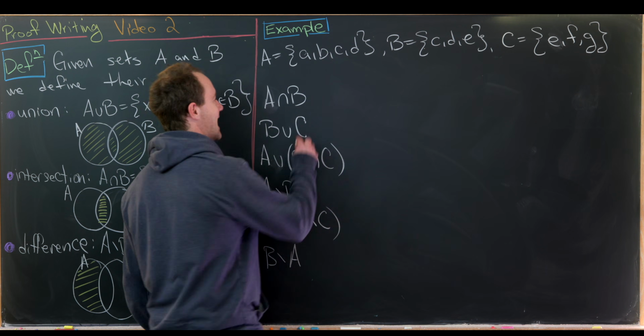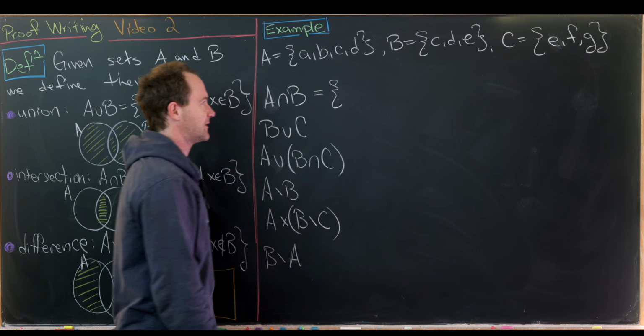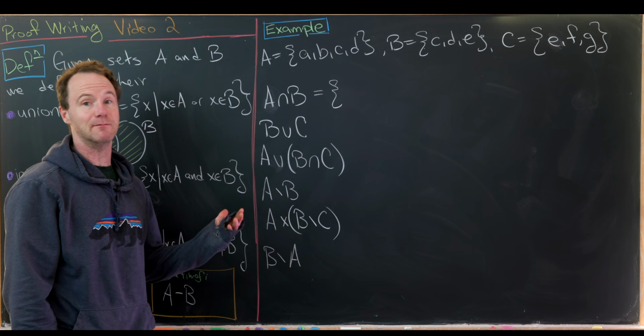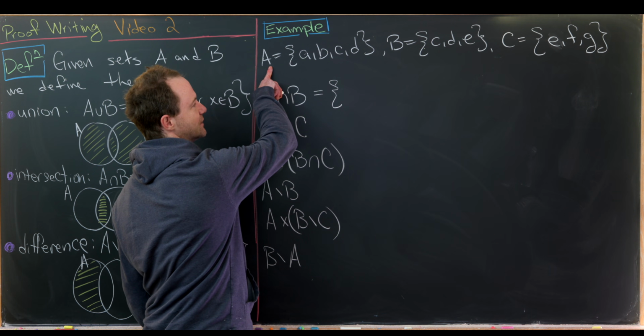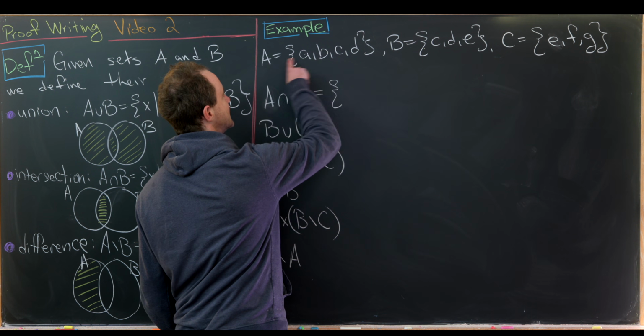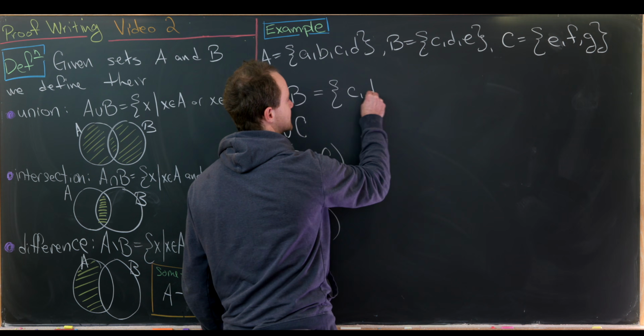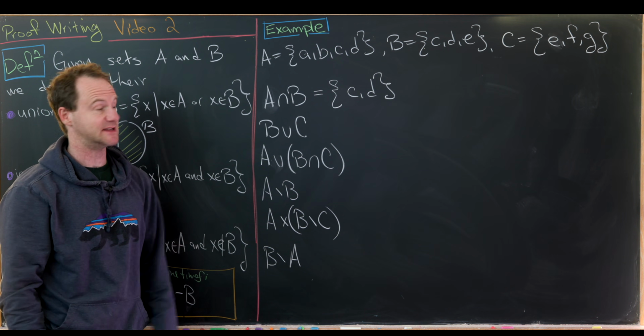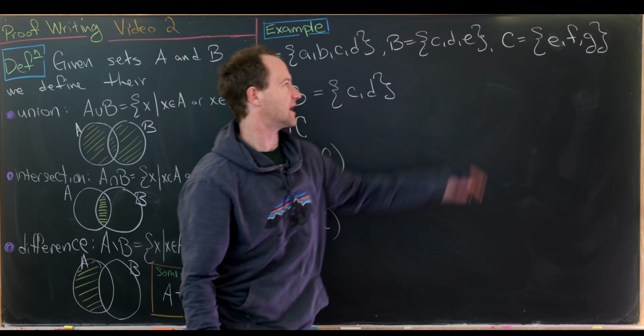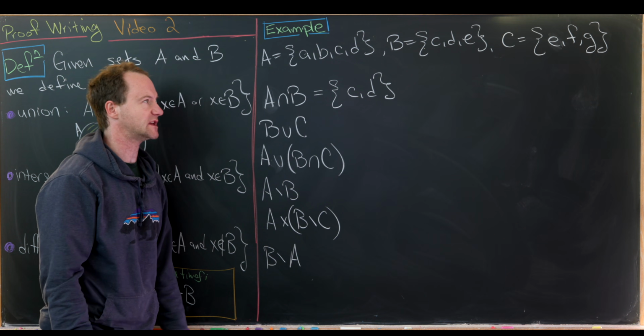So let's calculate A intersect B. For that, we're going to look for everything that is in both sets. So a and b are only in capital A, so we don't use those. c and d are in both though. So A intersect B is just the doubleton c and d. Notice we do not include e because that's only in the set B.